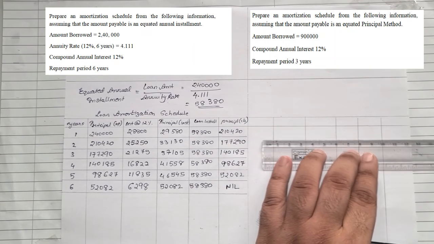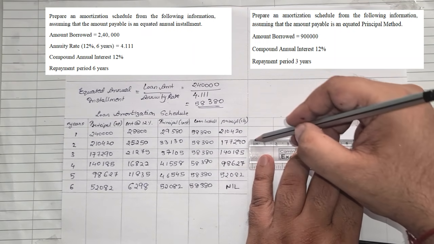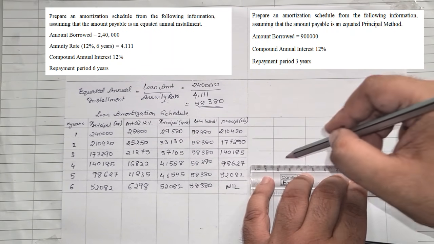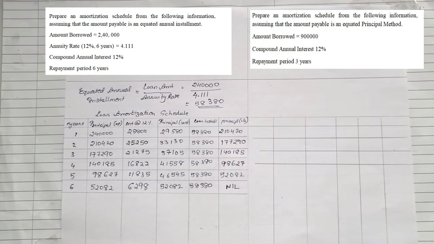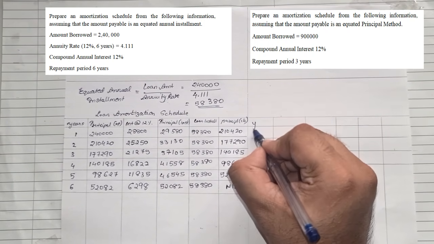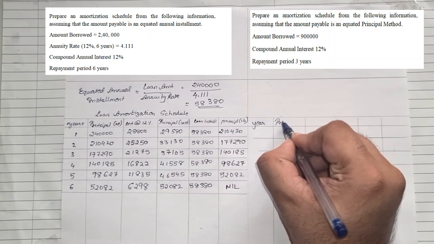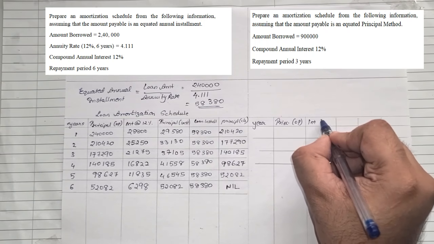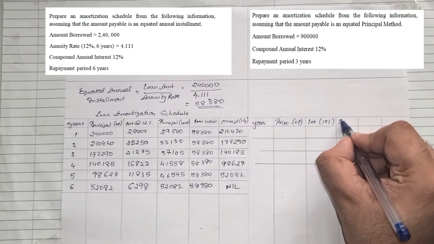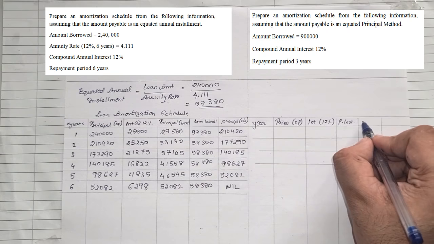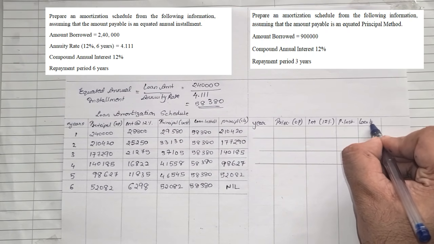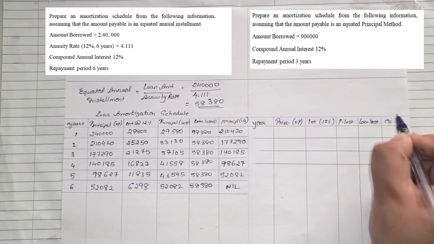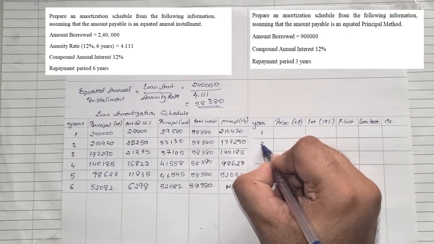So again, what I'll do here is I'll make the 3 years. So year 1, year 2, and year 3. The columns remain same. We'll have years, I'll have the principal amount, that will be the opening balance. I'll have interest at again 12%. I'll have principal installment. I'll have loan installment, and I will have lastly the closing balance of the principal. 3 years are given, 1, 2, 3.